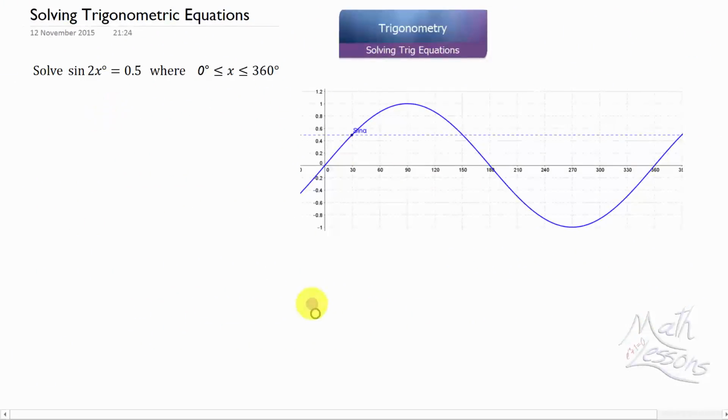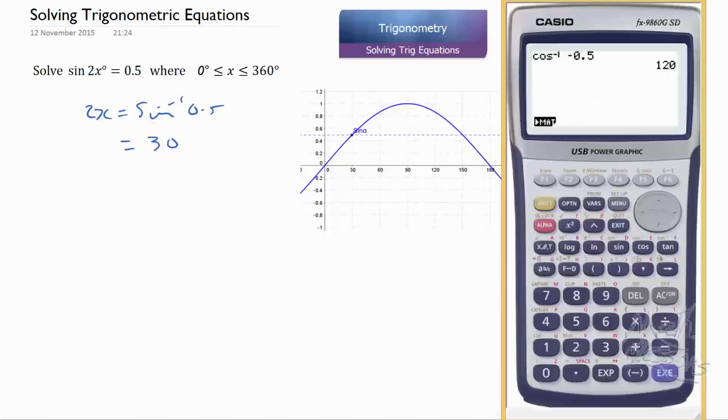Right, in this question, we're going to solve sine 2x equals 0.5. And there's two ways to look at this question. I'm going to take you through one way and then talk about another way afterwards. So sine 2x will equal inverse sine of 0.5. Now you should know that that's going to happen at 30 degrees, but if you don't, we can just do shift sine of 0.5 on a calculator and get our first angle out at 30 degrees.